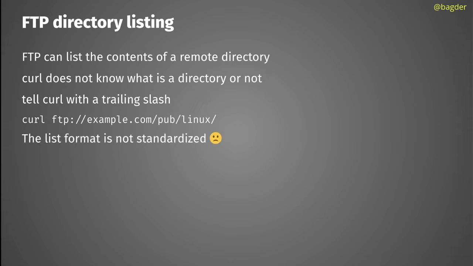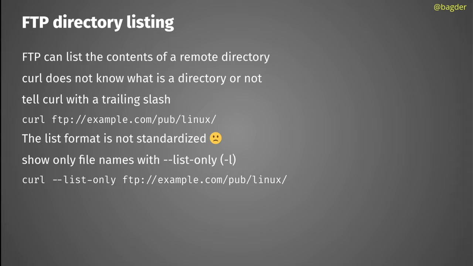And if you get a directory listing, you will notice that it's not a standardized look. It might look completely different on another server. It's basically the server providing a human readable directory list, which is super annoying if you want to parse that directory with a machine. You can make it slightly better by asking for list only, which is a different command that you send to the server, which then only lists the file names in that directory, which makes it a little bit easier, but there's still lots of caveats, and FTP is a weird protocol in general.